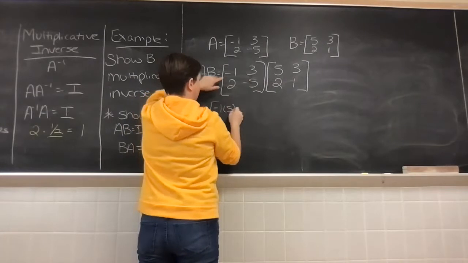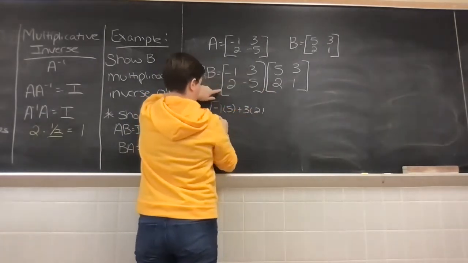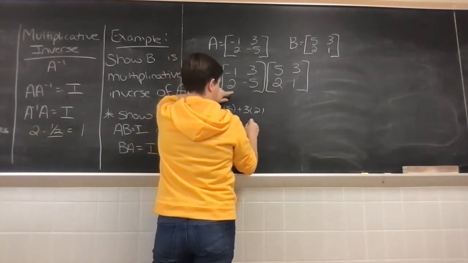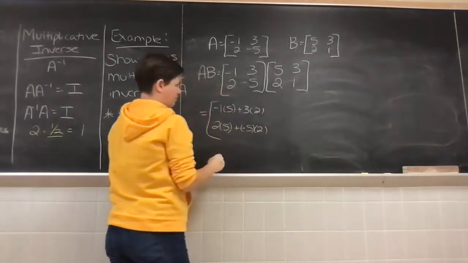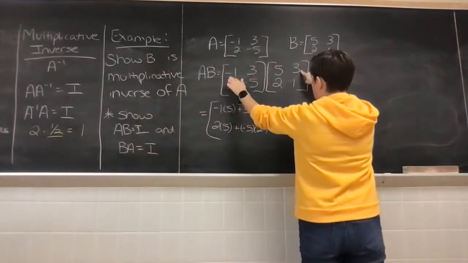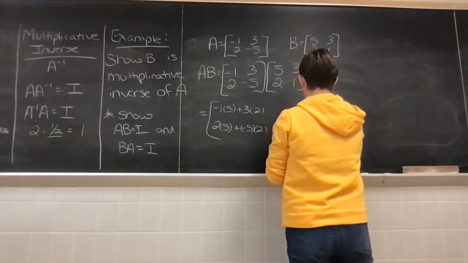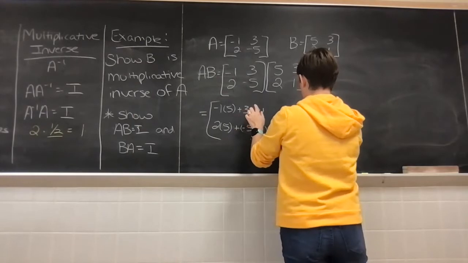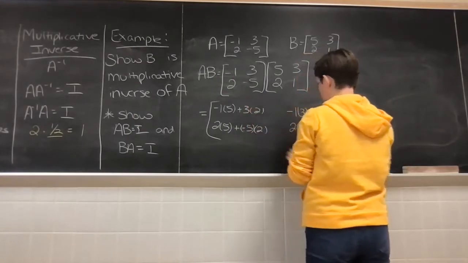So row times my column. -1 times 5 plus 3 times 2. 2 times 5 plus a -5 times 2. Now I'm going to do this and this. -1 times 3 plus 3 times 1. 2 times 3 plus -5 times 1.